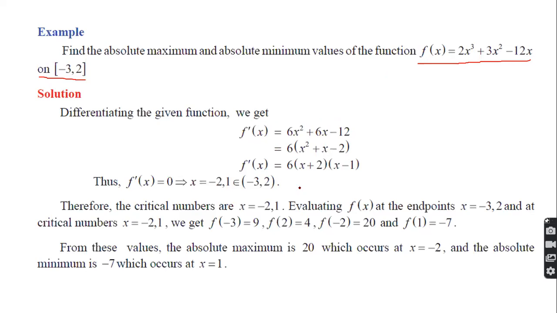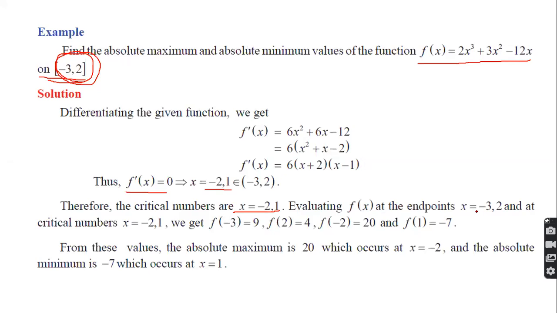If you solve f dash of x equal to 0, you get x equal to minus 2 comma 1. Minus 2 comma 1 belongs to minus 3 comma 2. Therefore, the critical numbers are minus 2 comma 1.